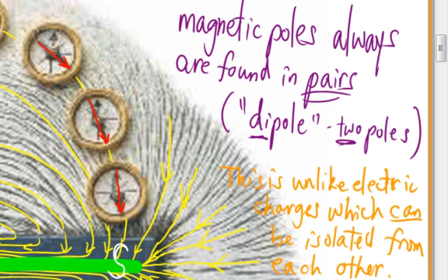I can't take a north pole in one hand and a south pole in the other hand and have them isolated. So you'll hear people say there's no such thing in nature as a magnetic monopole. When they say that, what they mean is that you always find the magnetic poles in pairs.